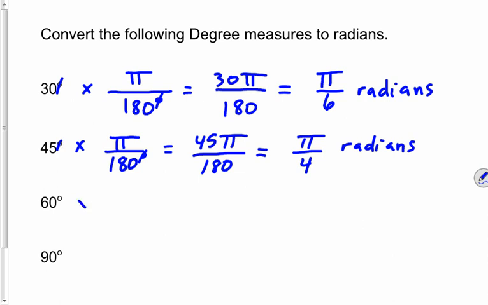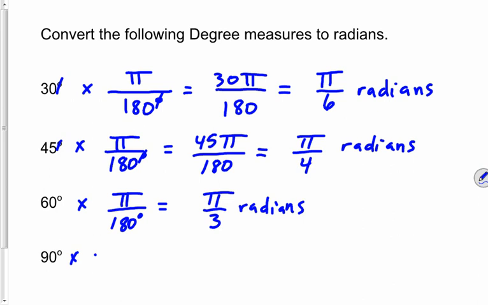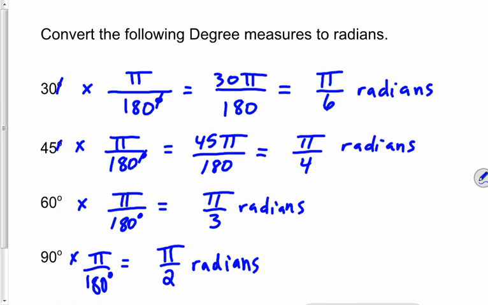Continuing on, 60 degrees. We multiply by pi over 180 again, and now we're left with pi over 3 radians. And then 90 degrees, multiply by our conversion, simplify it, right? And we get pi over 2 radians. So we're taking some key angle measures, 30, 45, 60, 90, and converting these into radians. Why are we doing this?